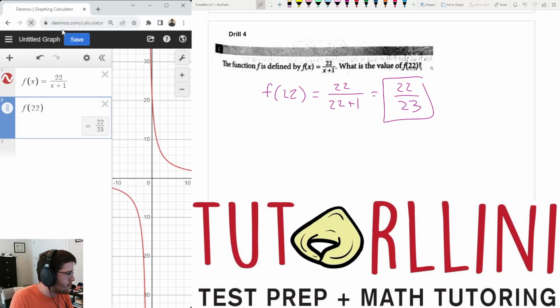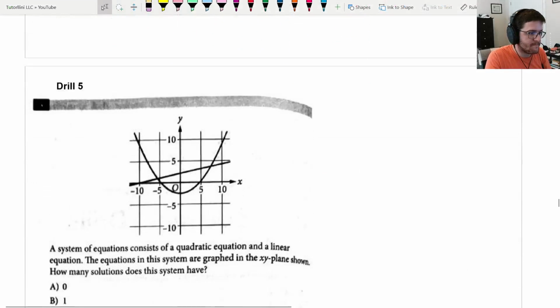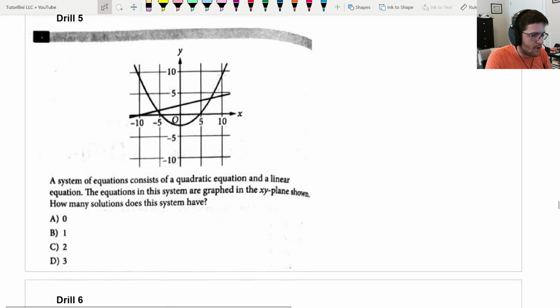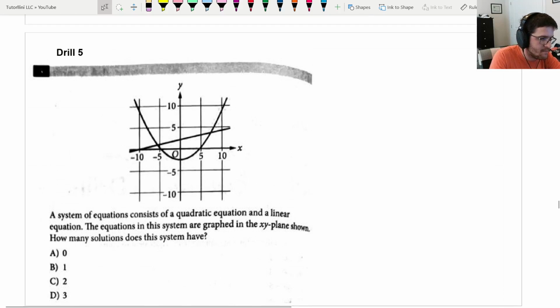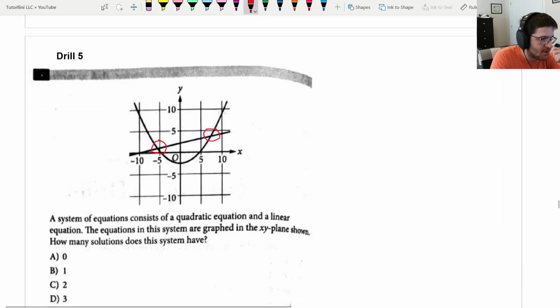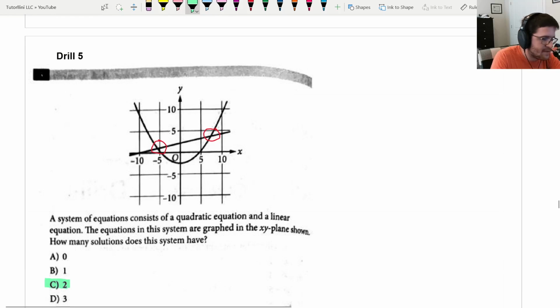Great, let's come back over here. Okay, so solution is just points of intersection where they both meet. So here and here. So there are two solutions. So that is answer choice C. And let's see for drill 5, that is right.